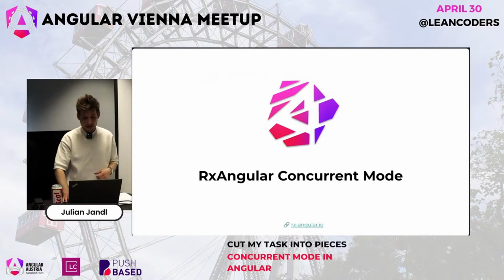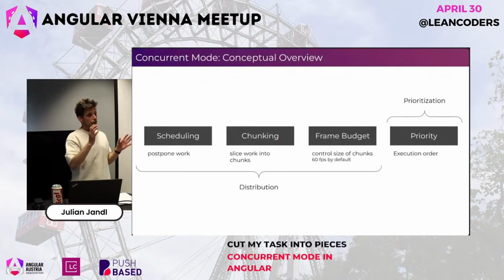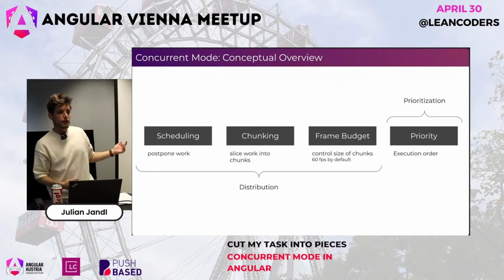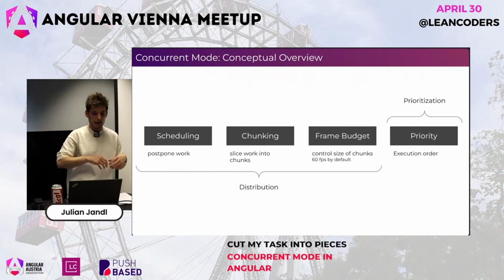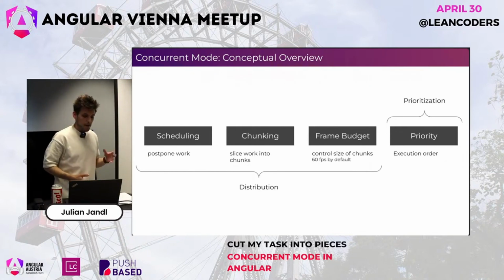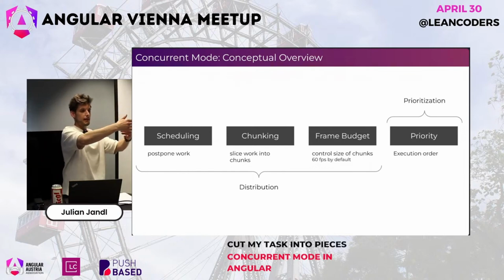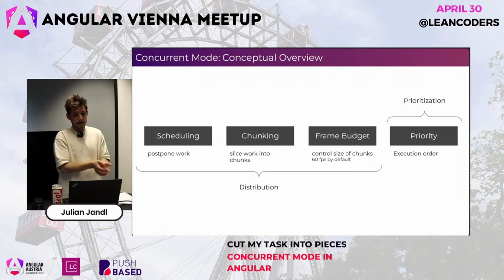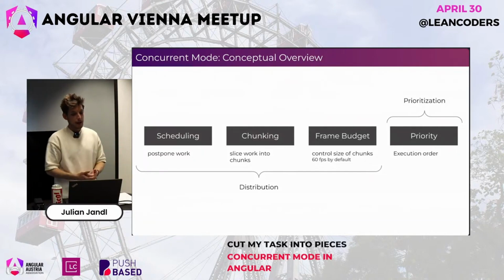This is what the talk is all about. So we have 4 conceptual building blocks here. The first 3 are targeting the distribution part. The last one is targeting the prioritization part. First thing is scheduling. We learned already about that. We can schedule things, tell the browser, do something in the future, but not now. First render stuff and then do something.